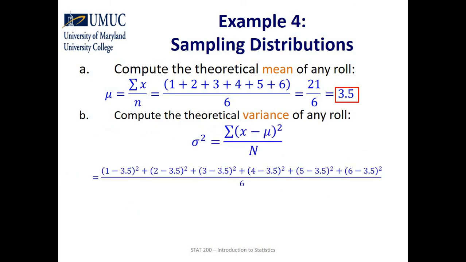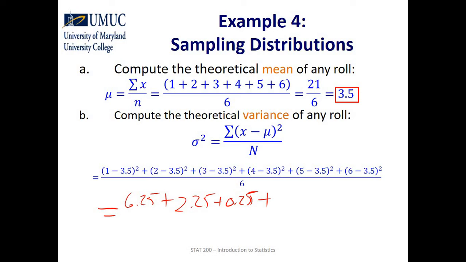Here it is a little bit cleaner. So if we do 1 minus 3.5, that gives us negative 2.5. Square that is 6.25. So we end up with 6.25 plus 2 minus 3.5 is negative 1.5. Square that and we get 2.25. 3 minus 3.5 is negative 0.5. Square that and we get 0.25.